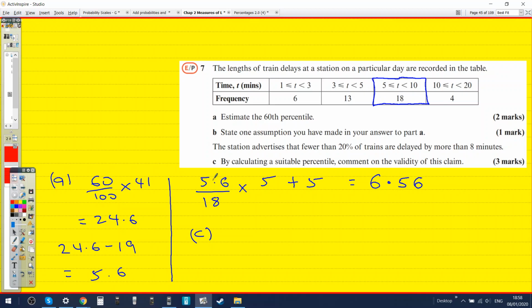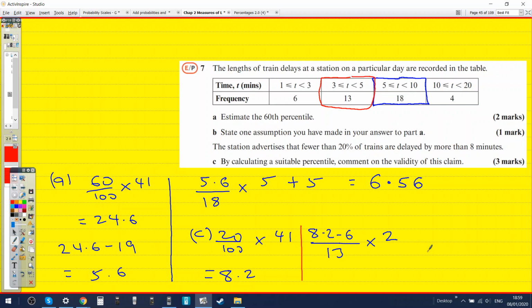So you do 20 over 100 times 41 equals 8.2. So that is in 3 to 5. So you do 8.2 over 6 minus 6. Yep. So 2.2 over 2. No, over 13 times 2. That's it. Gives us 0.34. So then you add 3, so then you get 3.34. Excellent adding.